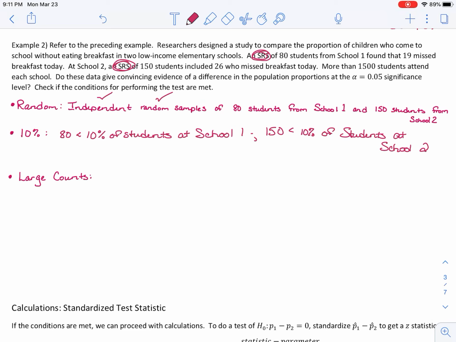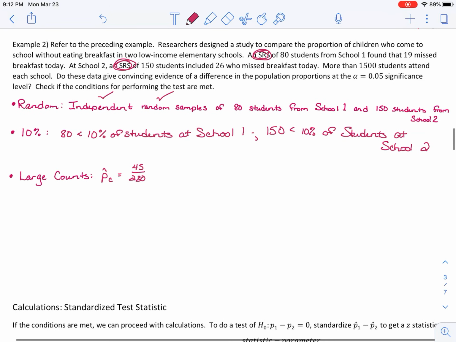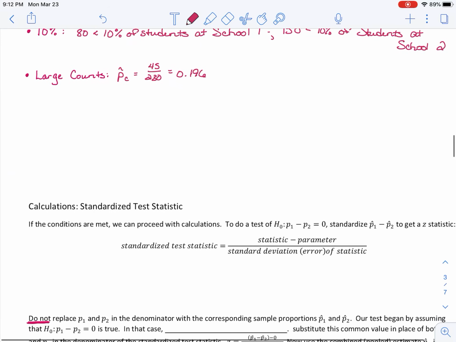Before we can test the large counts, we need to find that p hat sub c, or estimated or predicted proportion. So that means I'm going to sum, we literally just did this. This is the 45 out of 230 number. We added the 19 and the 26, I can read. So this is when we got 0.196. That's what I'm going to use in my calculations.